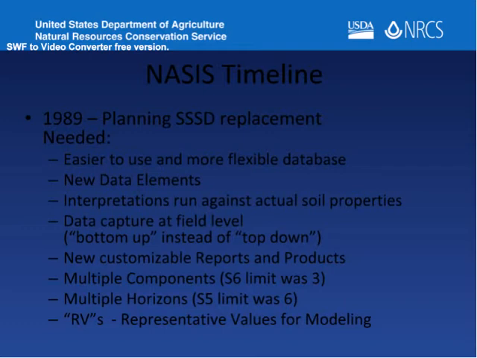Keep in mind, the Soil 6 limited us to 3 components, and in most cases we knew we had more than 3 components and we wanted to be able to track that information. The Soils 5 limited us to a maximum of 6 horizons, and we could only report out 4 in the database. We wanted to be able to change that so that we could have multiple horizons. We wanted unlimited components, we wanted unlimited horizons, and we wanted the ability to provide a representative value for modeling.